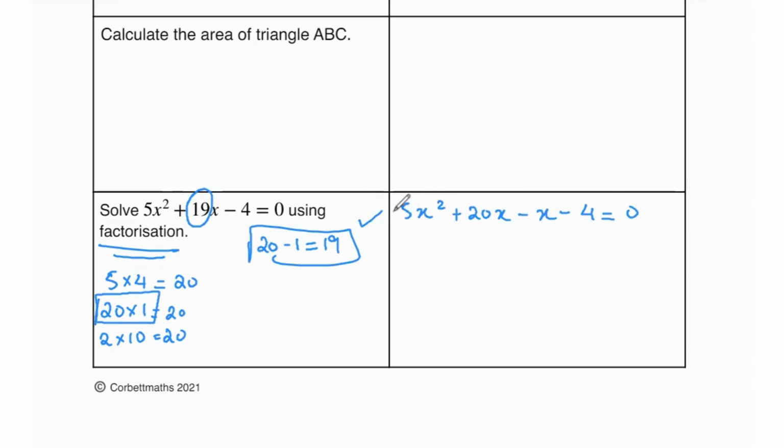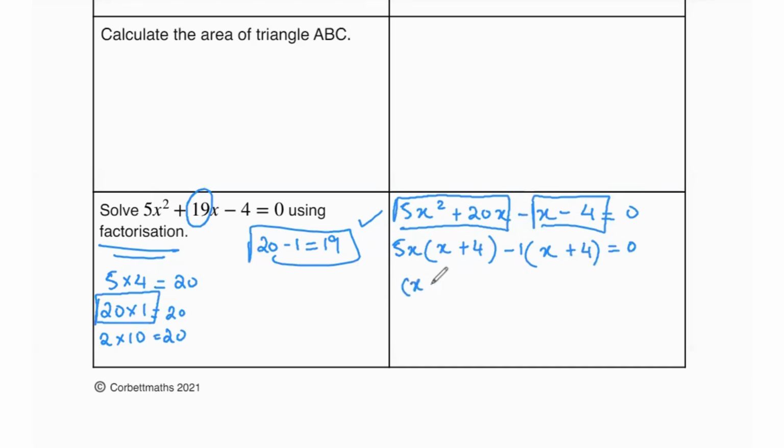Now we're going to factor by grouping, which means I'm going to put the first two terms in a group and the last two terms in another group. In the first group, between 5x squared and 20x, we have 5x common, so we have x plus 4 in the bracket. In the second group, between negative x and negative 4, we have negative 1 common, so x plus 4 comes in the second bracket. Now between 5x and negative 1, we have x plus 4 common. So x plus 4 times 5x minus 1. So one value of x is negative 4 and the other value is 1 over 5. That's your answer.